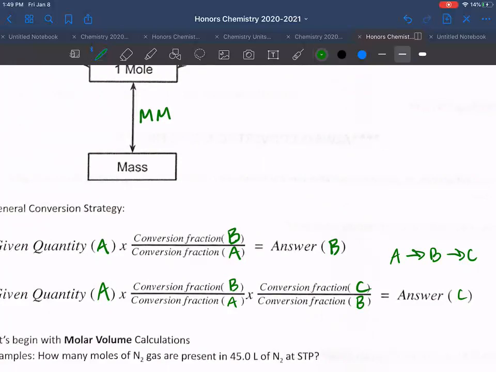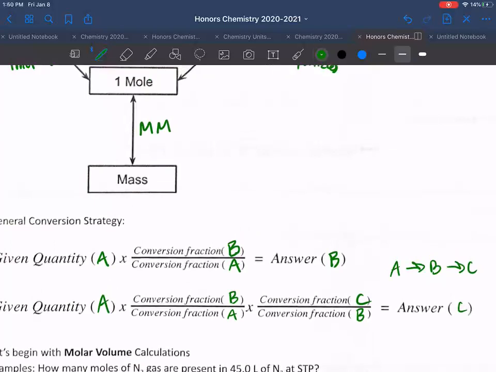What do you think letter B's units will always be? Moles. So this is going to be the generic outline of our problems.